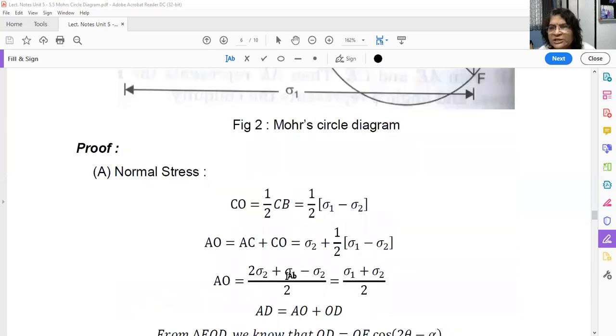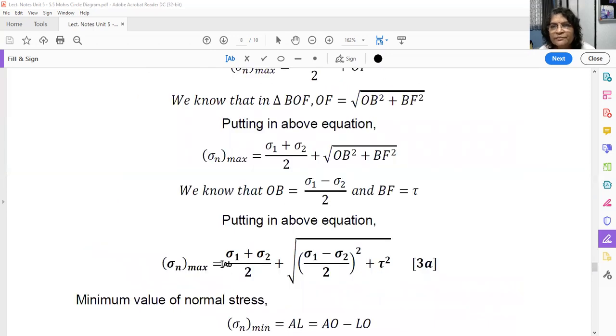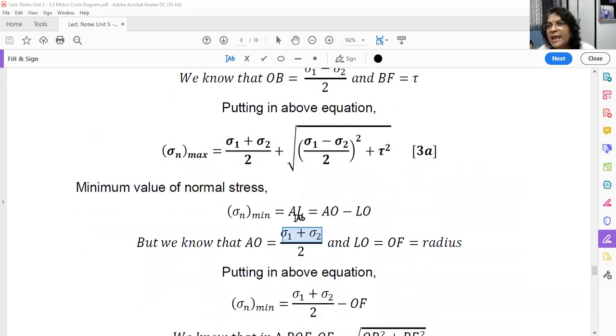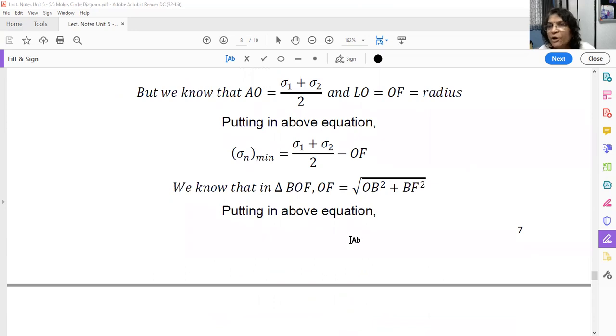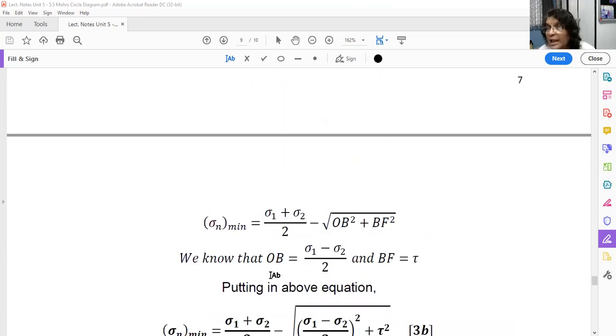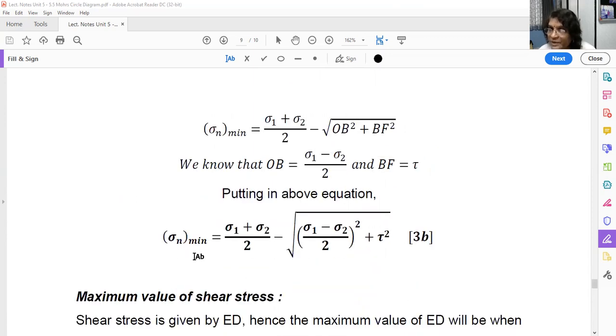Understood, no? So this is just geometry. The minimum principal stress is to be found out. Sigma minimum is AL, AO minus LO. What is AO? Sigma 1 plus sigma 2 by 2. What is LO? That is the radius, OF. So sigma 1 plus sigma 2 by 2 minus OF. What is OF? Square root of, using Pythagoras theorem, OB square plus BF square. What is OB? It is sigma 1 minus sigma 2 by 2, that is CO. And BF is equal to tau. So putting here, we get the minor principal stress equal to sigma 1 plus sigma 2 by 2 minus this one.